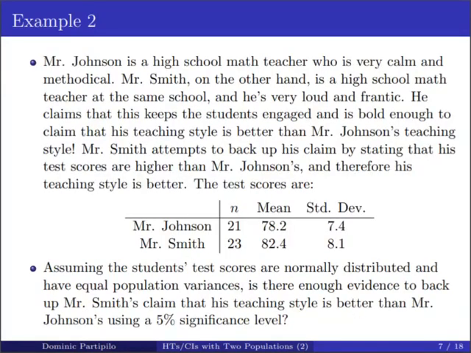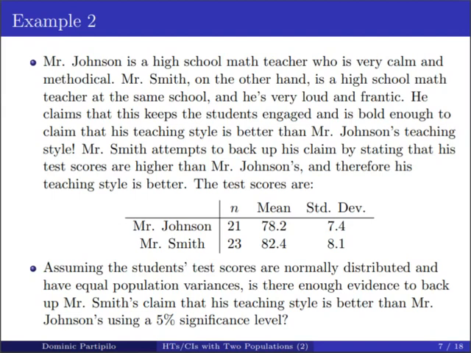So now let's look at another example. So Mr. Johnson's a high school math teacher, and he's very calm and methodical. And Mr. Smith is a high school math teacher at the same school, and he's very loud and frantic. And Mr. Smith claims that this keeps the students engaged, and he's even bold enough to claim that his teaching style is better than Mr. Johnson's teaching style. So we have some pretty crazy drama going on between the high school math teachers here. So Mr. Smith attempts to back up his claim by stating that his test scores are higher than Mr. Johnson's, and therefore his teaching style is better.